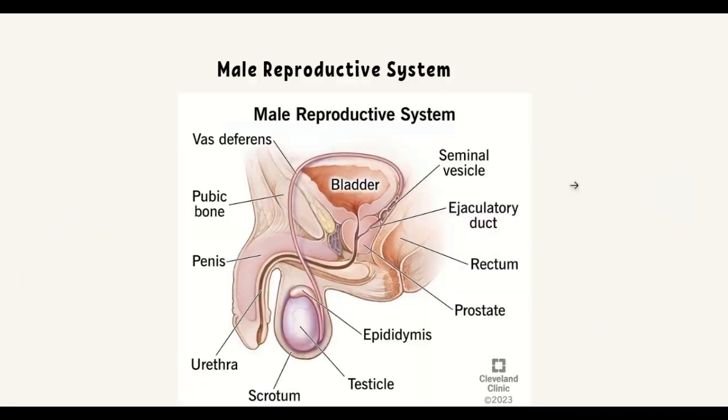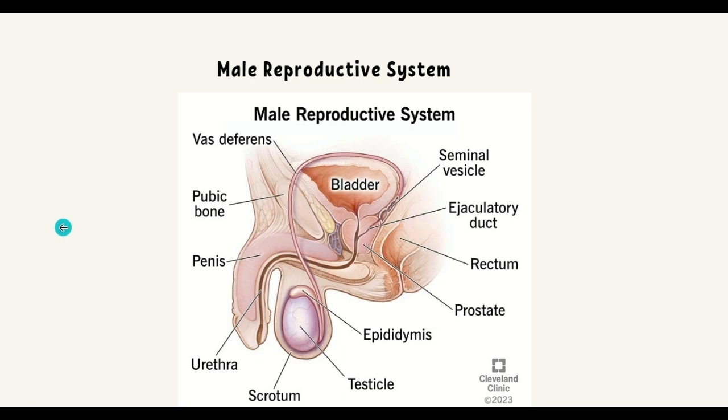Okay, so basically this is the male reproductive system now, and just look at it. This tube right here is called the vas deferens. You have the pubic bone, which is not really too relevant. Then you have the penis, the urethra here, the scrotum, the testicle, epididymis, the prostate, rectum, and then the ejaculatory duct. So basically, this is the male reproductive system.